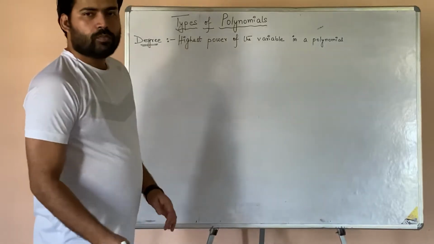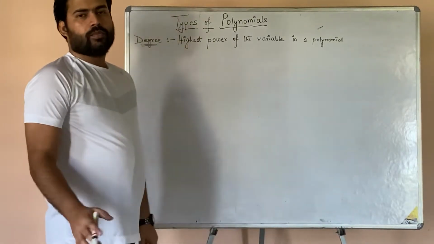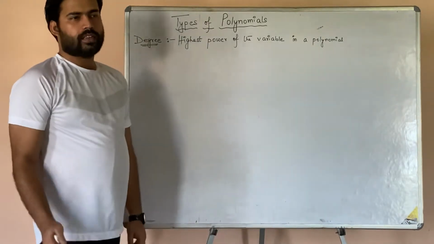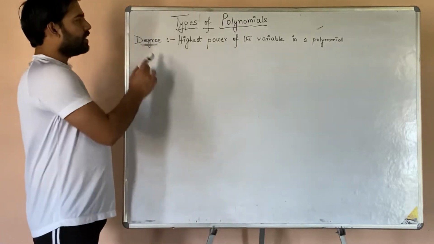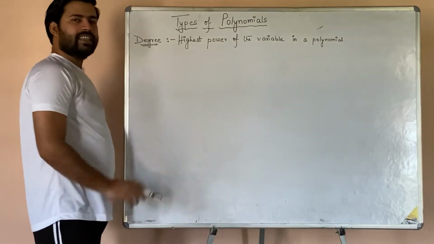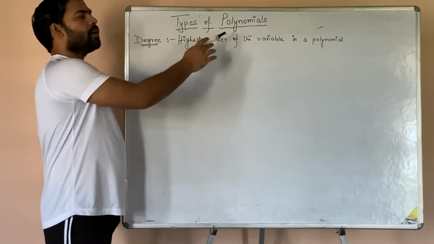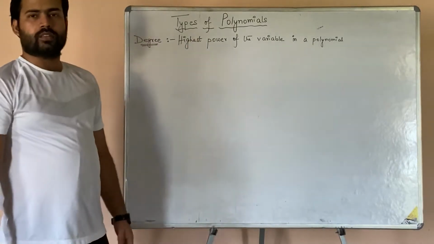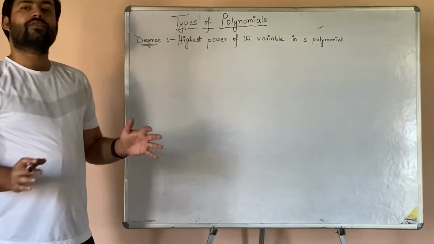So now students, moving on to the next part, that is the types of polynomials. Before moving on to these types of polynomials, let us first recapitulate one more topic from our class 9, that was the degree of a polynomial. Now what's the degree of a polynomial? Degree means the highest power of the variable in a polynomial. Whatever polynomial you are having, the highest power of the variable.